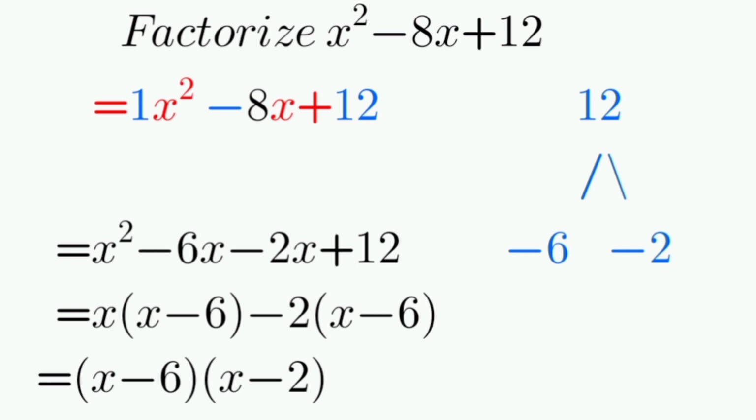So what is the common factor in the first two terms? x into x minus 6. Last two terms, minus 2 is the common factor. Minus 2 into x minus 6. What is the common factor again? x minus 6 into x minus 2. Therefore, x square minus 8x plus 12 is equal to x minus 6 into x minus 2.